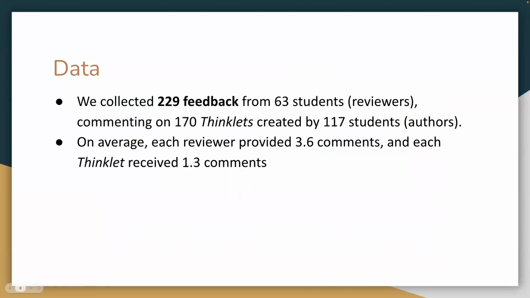In the current study, we collected all the comments students provided to each other during the spring semester of 2021. In total, 229 comments were collected from 63 students commenting on 170 thinklets created by 117 authors. On average, each reviewer provided 3.6 comments and each thinklet received 1.3 comments.